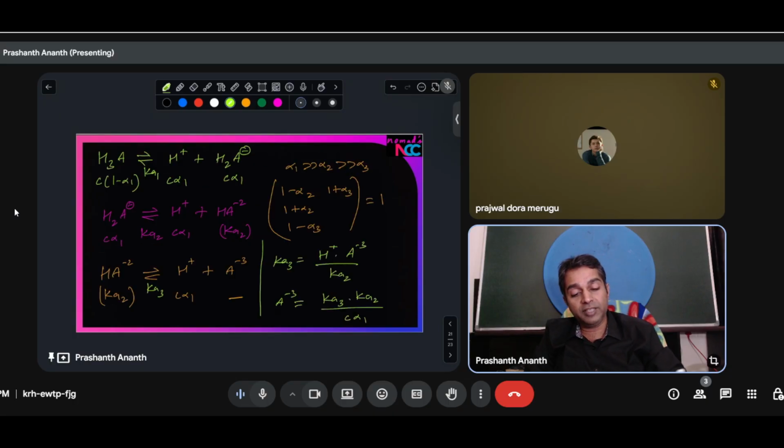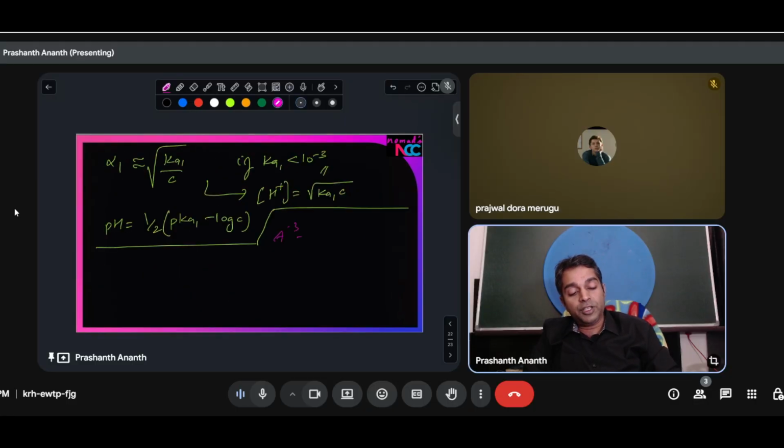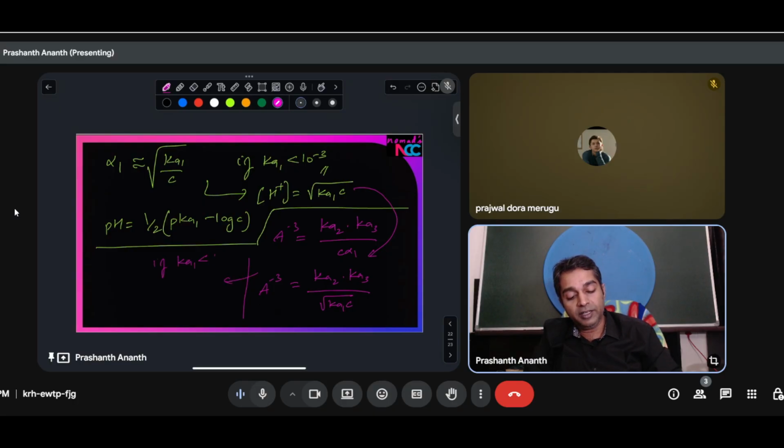Meaning this A³⁻ concentration. What else can I write this as? The concentration of A³⁻ is going to be Ka2 into Ka3 divided by Cα1, which works out as nothing but the square root of Ka1 into C. So this can be written as Ka2 into Ka3 divided by the square root of Ka1 into C. This is the concentration of A³⁻. When is this applicable? If Ka1 is less than 10 power minus 3. Under that condition, I will have this straight away holding good.